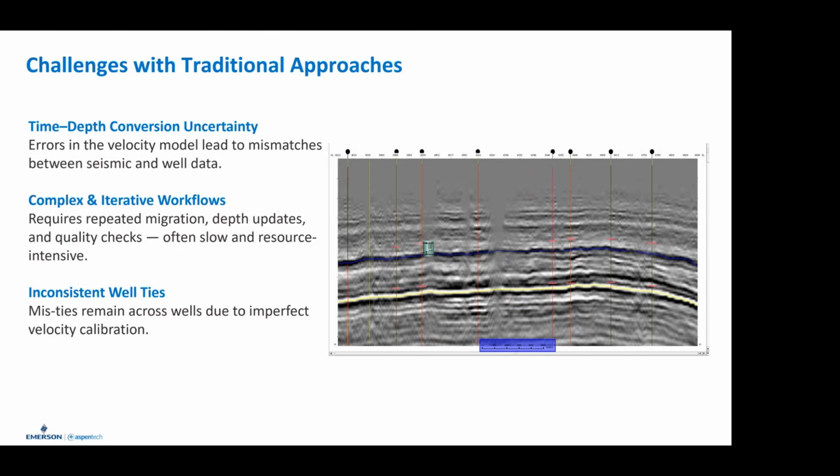So we have roughly five traditional challenges that we're facing. The first one is the time-depth conversion uncertainties. Errors in the velocity model lead to a mismatch between the seismic dataset and your well markers. And this is shown on the screen.